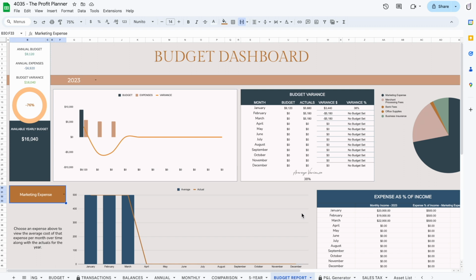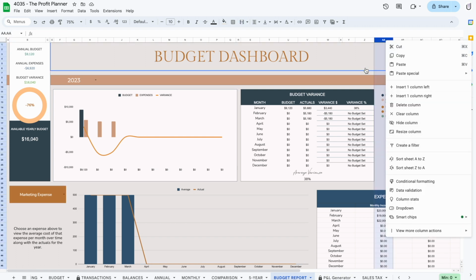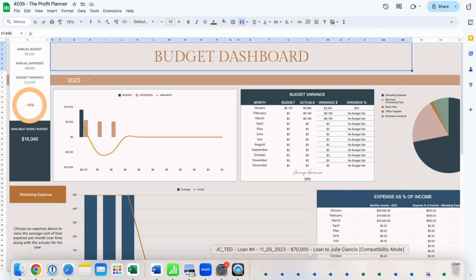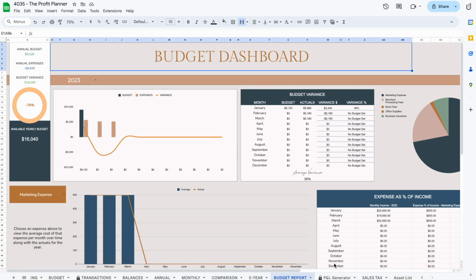If you do accidentally unhide that data, I highly recommend just hiding it right away. You just do that by right-clicking and hiding the columns so that you don't delete any of the back end data, because that goes into all of the calculations.